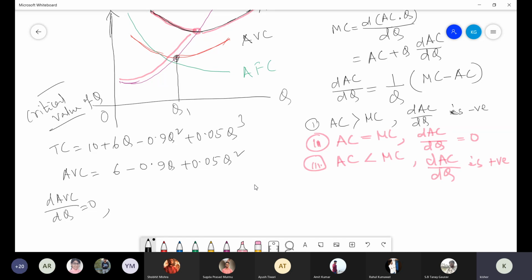So if you go for this, what will happen ultimately? Minus 0.9 plus 0.1Q is equal to 0. This will give you Q equal to 9. So when you produce 9 units of output, your AVC will be minimum. Similarly, for AC also you can find it out. This is one. Anyway, as time is very limited, I am just quickly going to your long run situation.